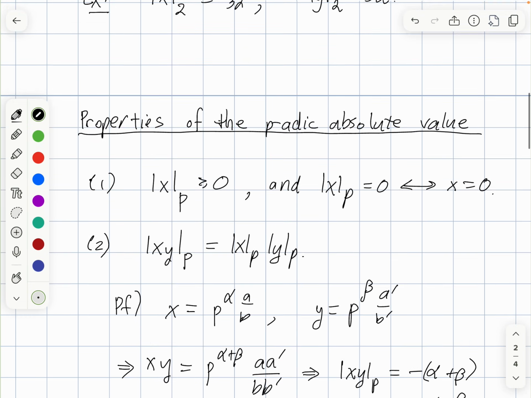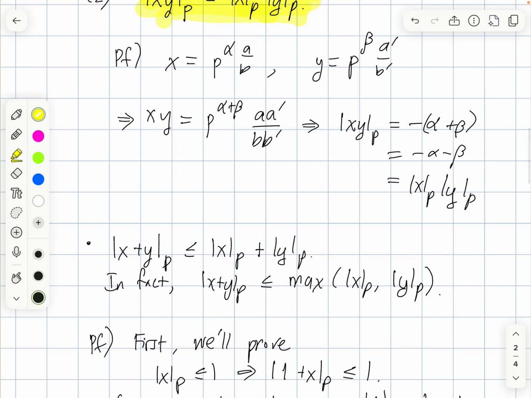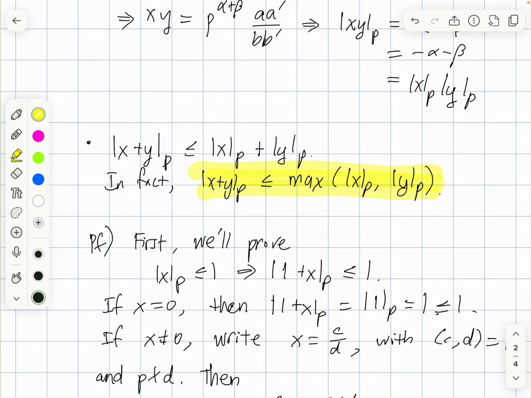So we see that the p-adic absolute value satisfies the properties of an ordinary absolute value, the absolute value of a real number. We have these, but we also have this stronger version of the triangle inequality. This is something that's special to the p-adic absolute value.